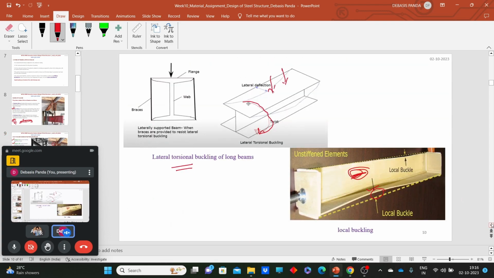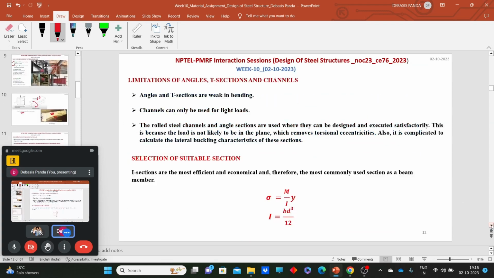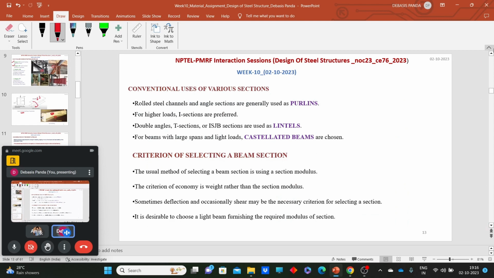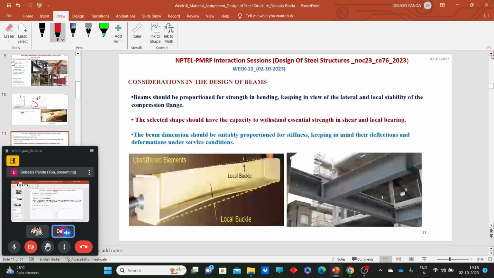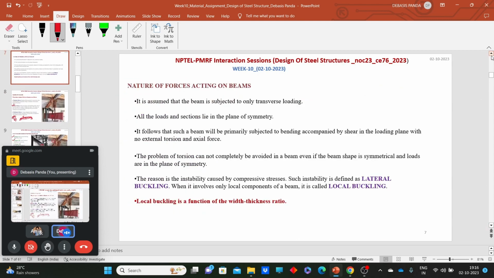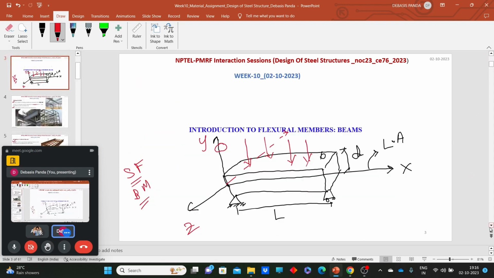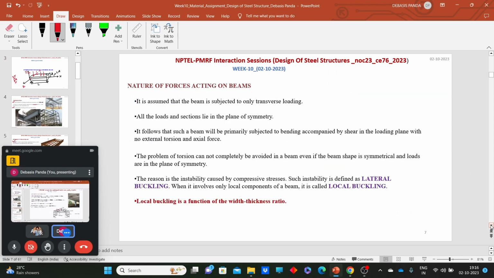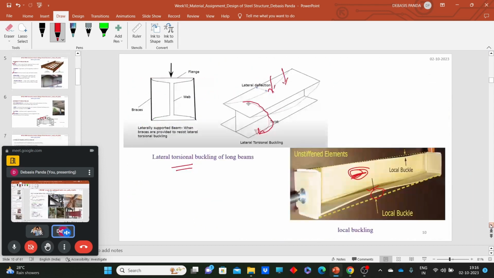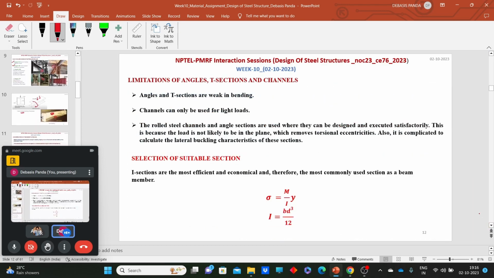Generally for beams, we choose the I section over different kinds of sections, like channel sections or angle sections. Why don't we prefer them? Generally we select hot rolled I sections as beam sections, because they have certain advantages over other sections.